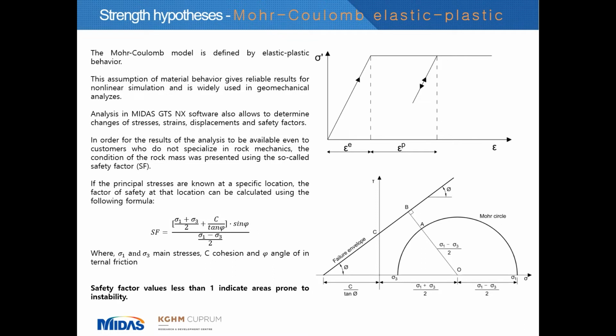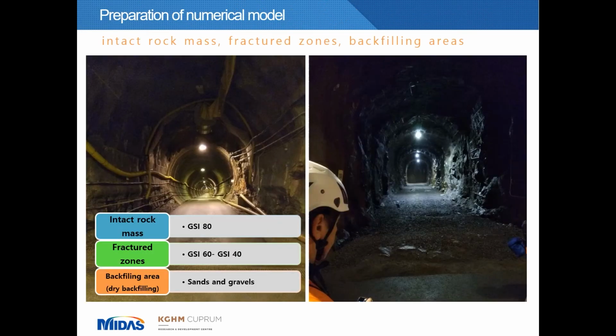Okay, but I also have to point out that, due to the need to present our modeling results to the customers, we always try to define the safety factor distribution. The GTS NX software, of course, enables determination of the safety factor for the entire area of the model. Interpretation of the safety factor is very simple. Values below 1 may indicate the probability of instability occurrence, while values above 1 should guarantee the stability of the excavations.